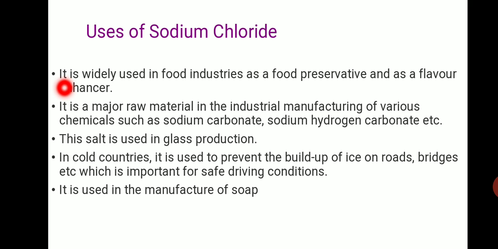The next important use is that it is a major raw material in the industrial manufacturing of various chemicals. Next we will study various chemicals that are obtained from common salt. It is a major raw material in industries manufacturing sodium carbonate and sodium hydrogen carbonate. We will study these later. These are the important substances that we can obtain from sodium chloride. The next important use is that it is used in glass production, in making glass.